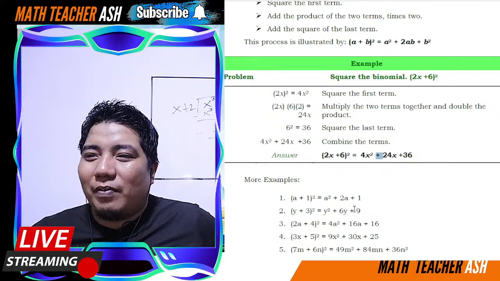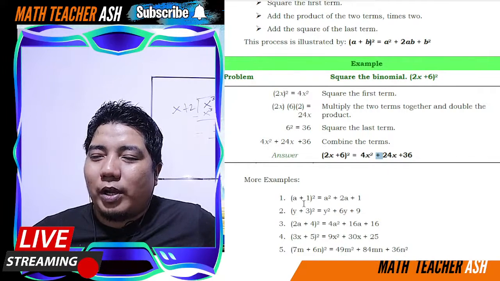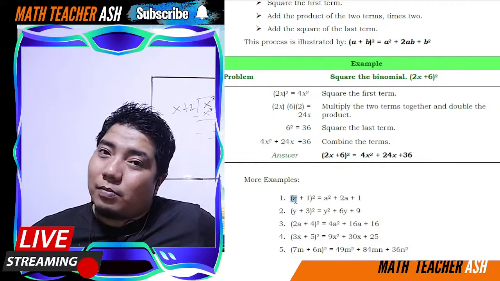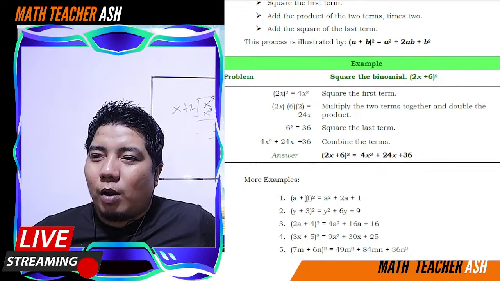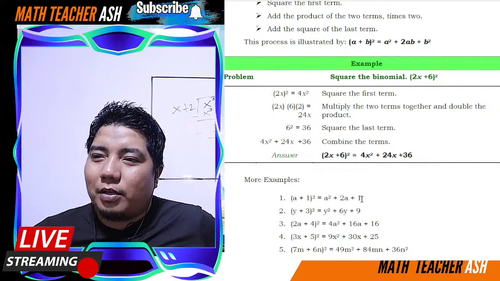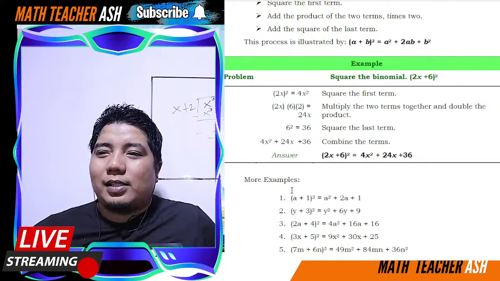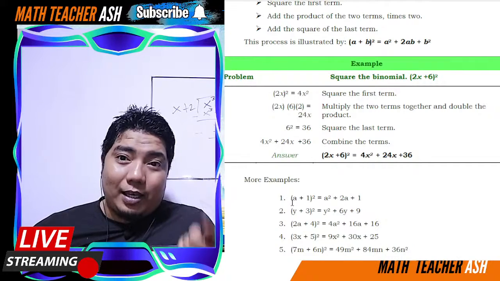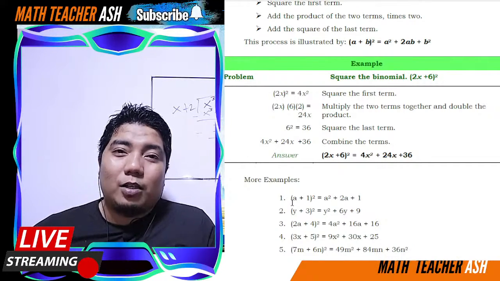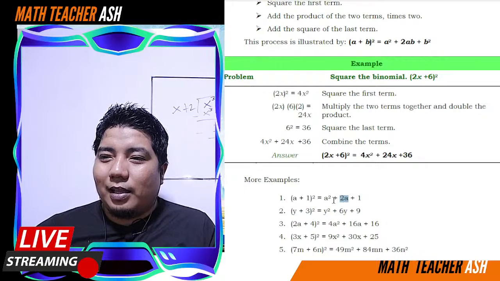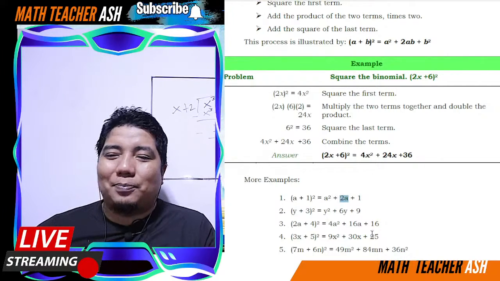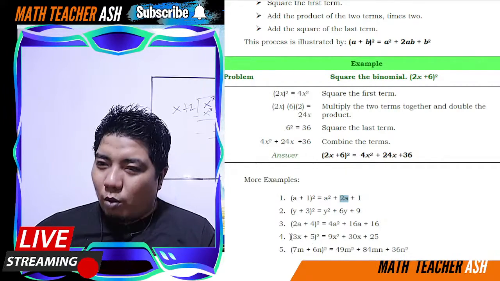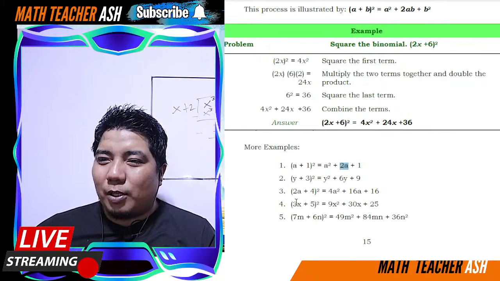Okay, example, we have here a plus 1 squared. So, a squared mo, a squared. Ang 1 is squared mo, 1 squared, 1. Okay. Next, 1 times a. Double ng a, 2a. Dahil plus ito, plus tayo. Gets? Now, going to number 4, kasi madali lang itong number 2 at number 3.